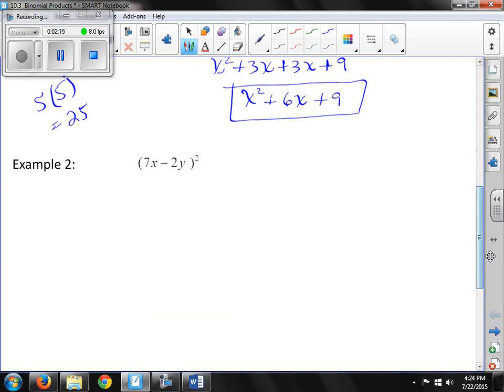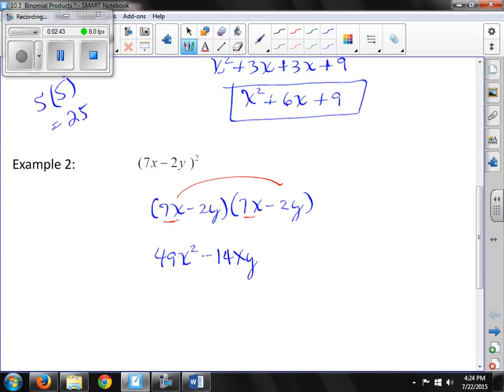Example 2. 7x minus 2y squared means that I will multiply 7x minus 2y times itself. 7x minus 2y. So when I multiply the first terms, I'll have 7x times 7x is 49x squared. My outside terms, 7x times negative 2y, would be negative 14xy. My inside terms, negative 2y times 7x, would be negative 14xy. And my last would be negative 2y times negative 2y, which would be plus 4y squared.